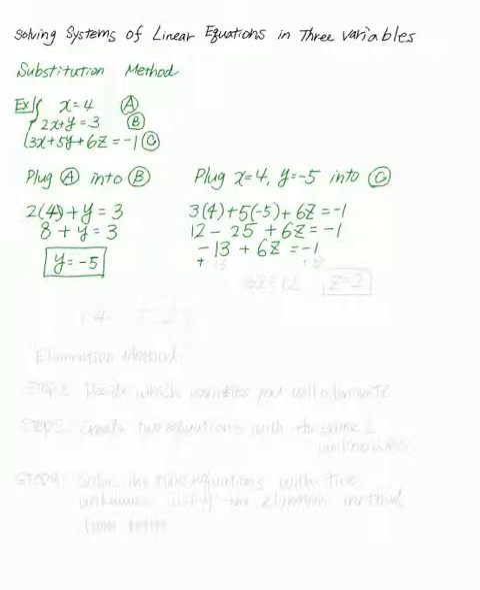I'm going to add 13 to both sides. 6z equals 12, giving me that z is equal to 2. So my answer, I'm going to write it as an ordered triple, is x comma y comma z, which is going to be 4 comma -5 comma 2.